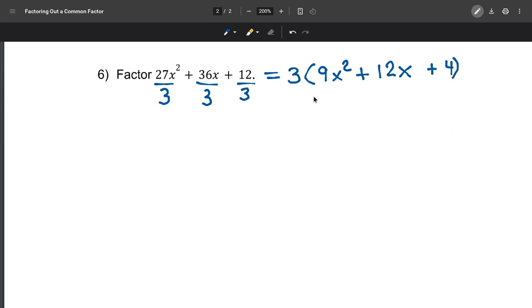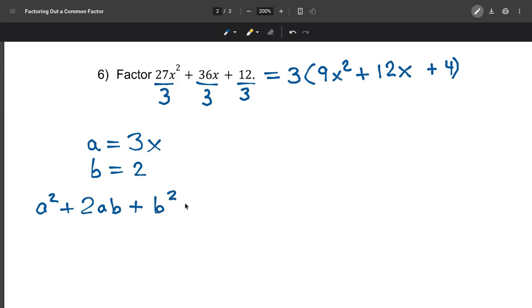Okay, so I have a different video on this channel about factoring perfect square trinomials, but if I take the square root of this, the square root of 9x squared is going to be 3x, and we call that a. I take the square root of this, which is 2, we call that b. Well, a perfect square trinomial follows the pattern a squared plus 2ab plus b squared, and that's going to equal a plus b squared.